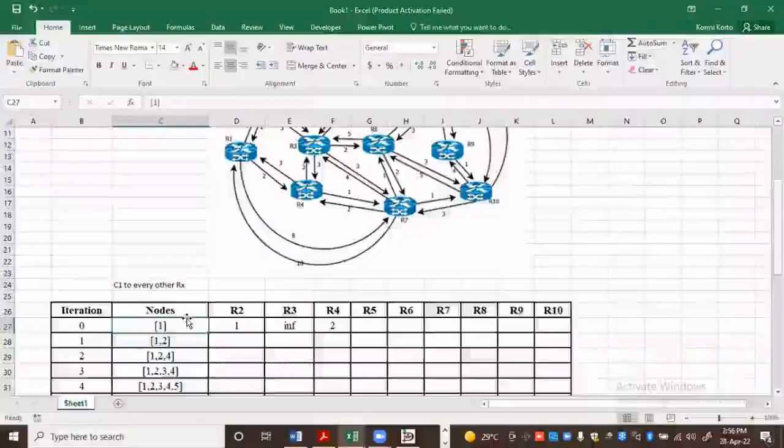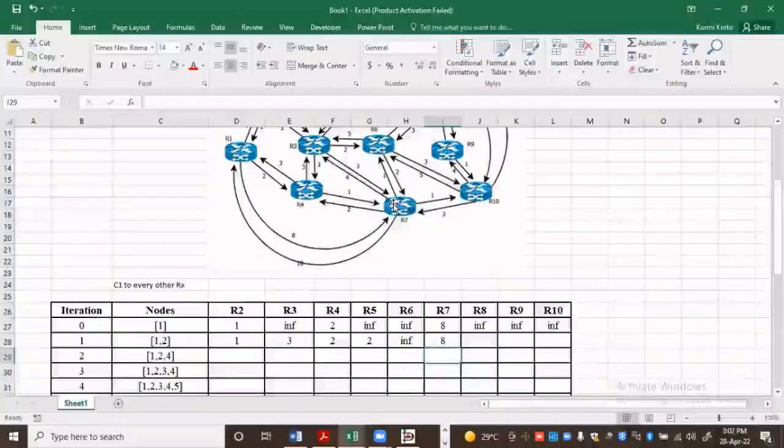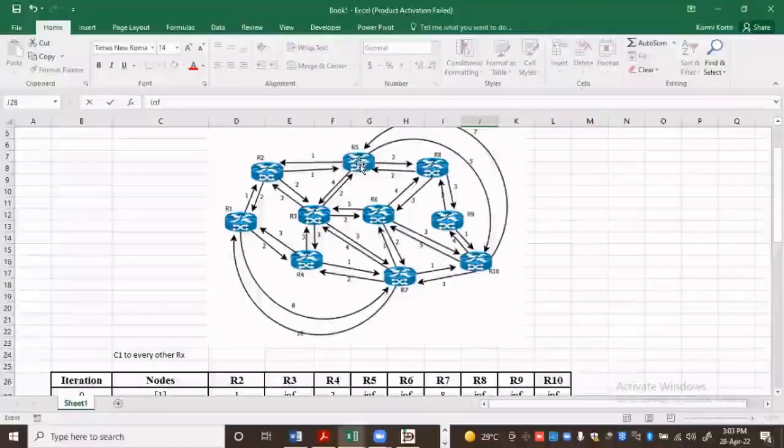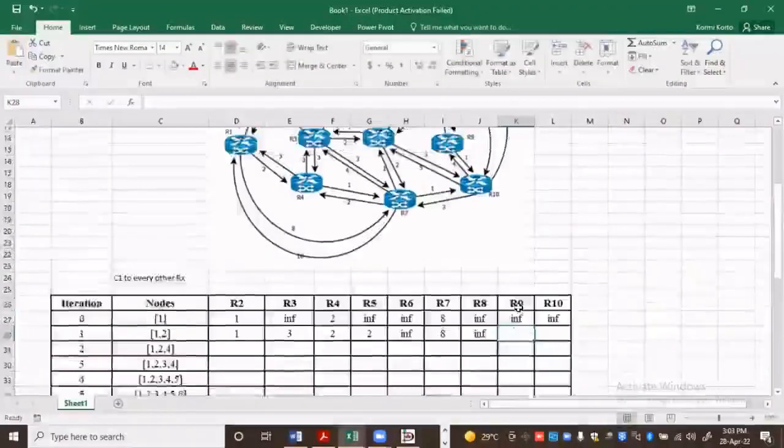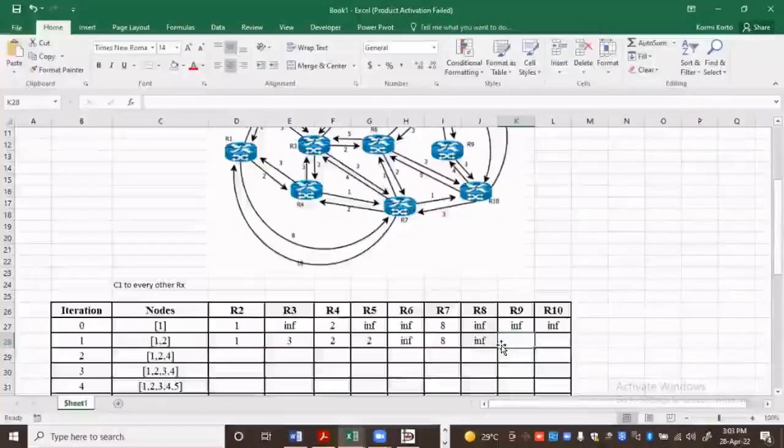It has to be infinite. Router 8 will still have infinite because we still have to go through about, let me see, 1, 2 more routers just to get to 8, which we don't have in our node iterations. The same applies to router 9, so infinite as well. Router 10, infinite.